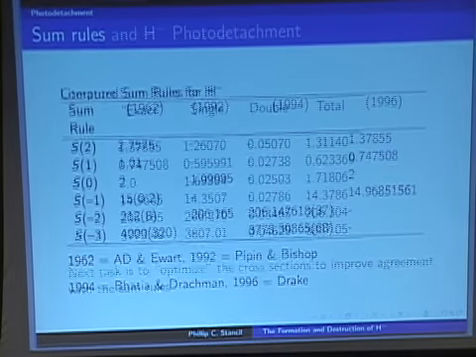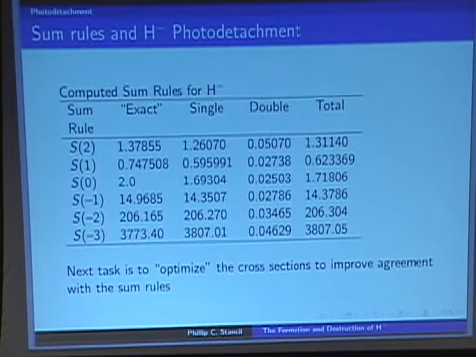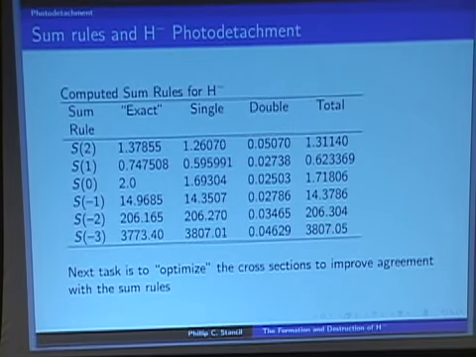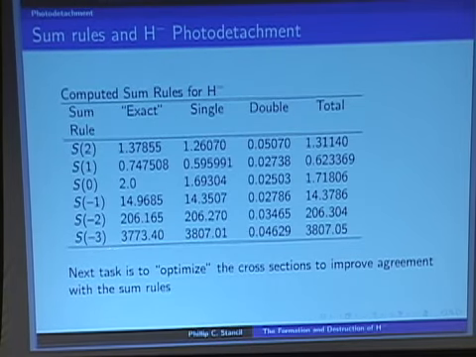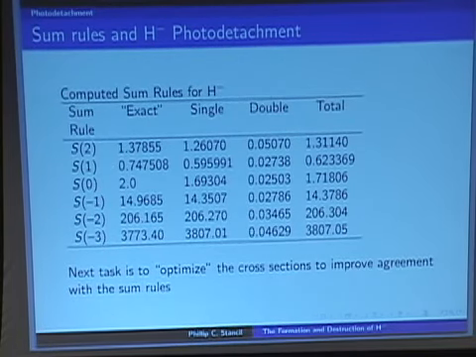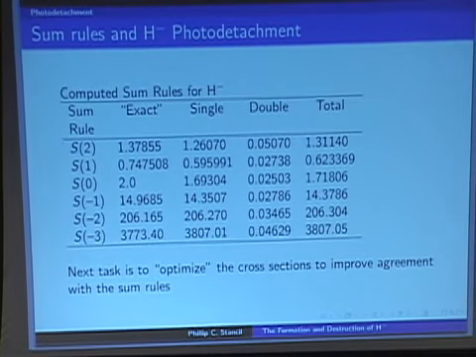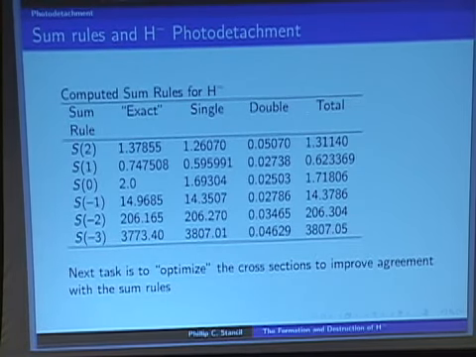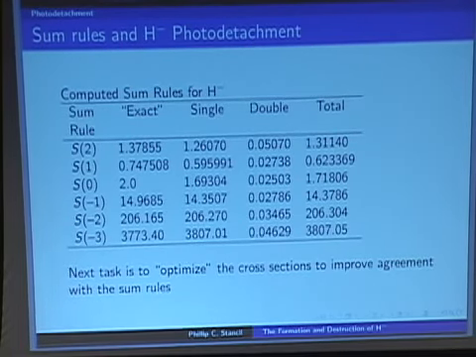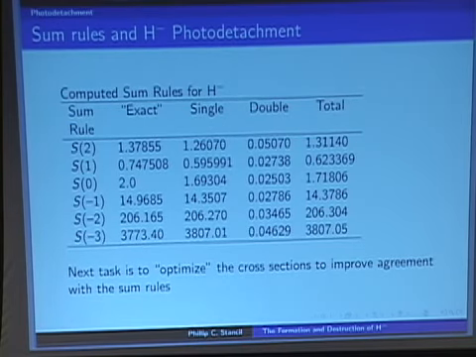We adopted what we thought were the best calculations, shown here on the left of each of these sum rules. Then we just took the integral of our cross-section times the moment of the photon energy to see how well we did. You can see we do pretty well with the cross-section for negative powers of k, but as we go up to k equals 0, 1, and 2, we're not doing quite as well. Part of that is that positive k probes mostly the high energy part of the cross-section. We also added in the double detachment, which helps a little bit, but there's still something missing in the high energy part of the cross-section. But what we're interested in for the cosmology is really the lower energy, less than 13.6 eV. So in that region, our cross-section satisfies the sum rules pretty well.